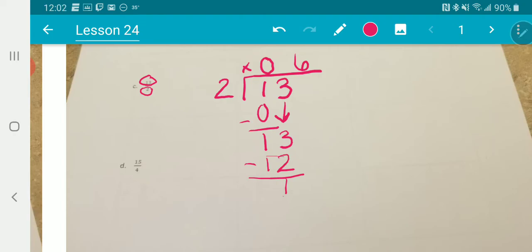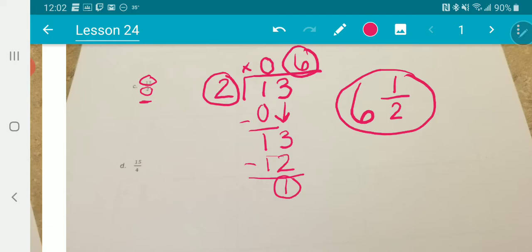So now that I'm done with my division, whatever my answer is going to be my whole number. My remainder becomes my new numerator, and my denominator stays the same. So in this case, it was 2. It's also always going to be the number that's on the outside of your house. So another way to write 13 halves is 6 1/2. Those are equivalent fractions written 2 different ways. One written as an improper fraction, one written as a mixed number, using that division strategy.